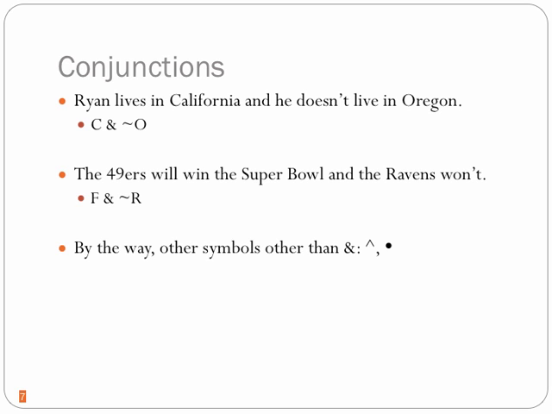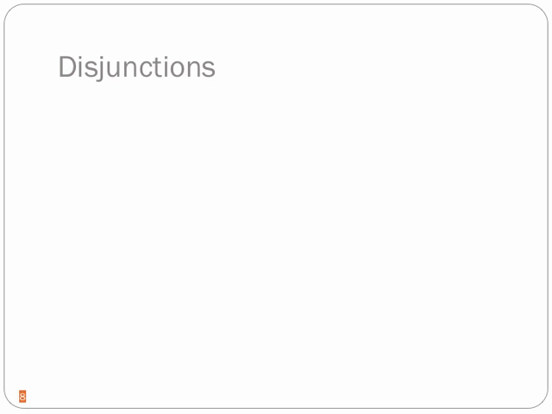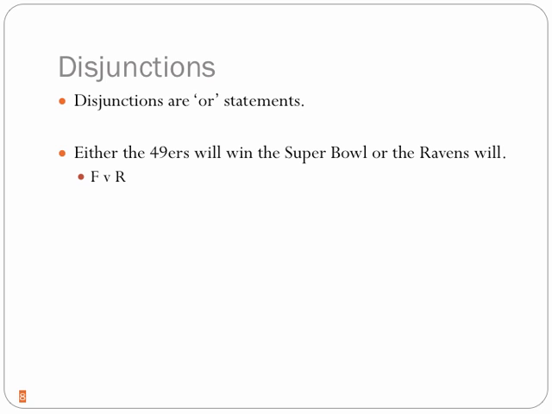Okay, so negations, language like not or it is not the case that, those are special. The word and is a special term in sentence logic, as is the word or. Or statements, you probably have heard conjunction before, but you might not have heard the word disjunction. Disjunctions are or statements. For example, either the 49ers will win the Super Bowl or the Ravens will. We'll symbolize that as F or R. So we'll symbolize or with this little V symbol. It's called the wedge, but it translates as or.